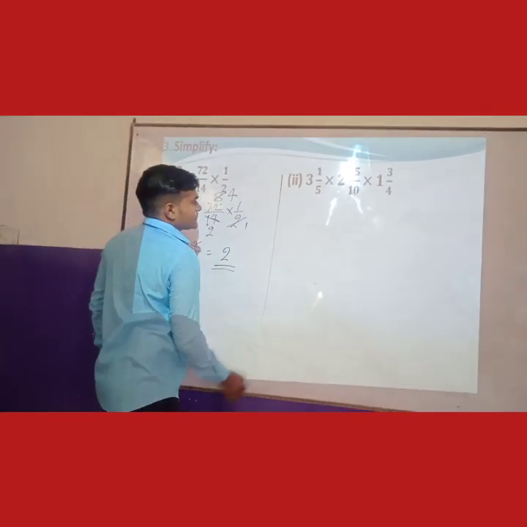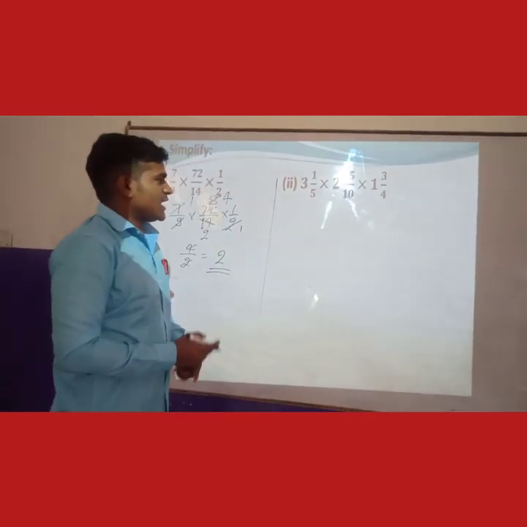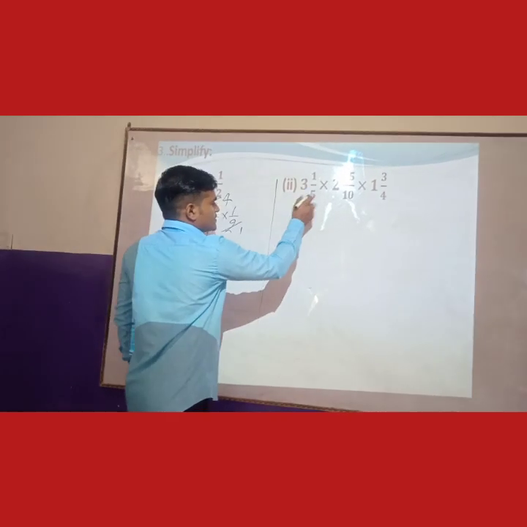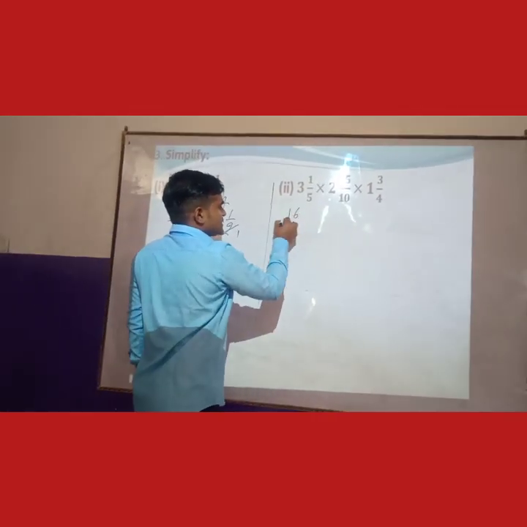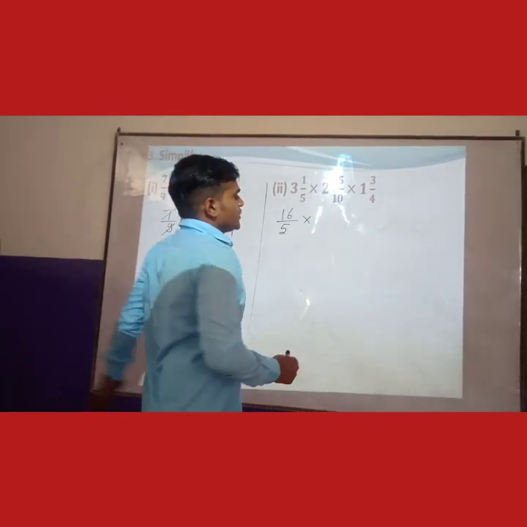And the second is given: 3 complete 1 upon 5. So we may write 3 complete 1 upon 5 as an improper fraction. 3 times 5 is 15 plus 1 is 16. 16 upon 5 into 2 complete 15 upon 2 is 10.